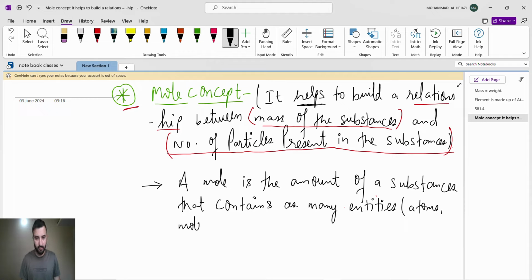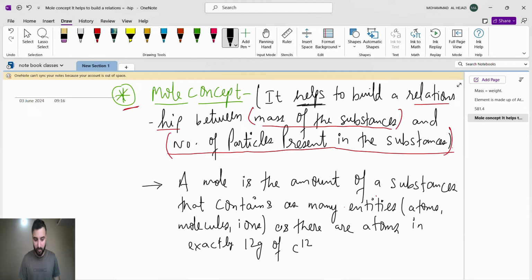Atoms, molecules, ions, everything will come. So a mole is the amount of substance that contains as many entities as there are atoms in exactly 12 gram of, we know, 12 gram of carbon 12.